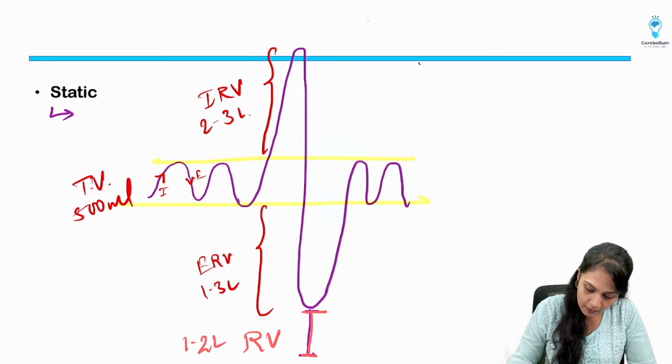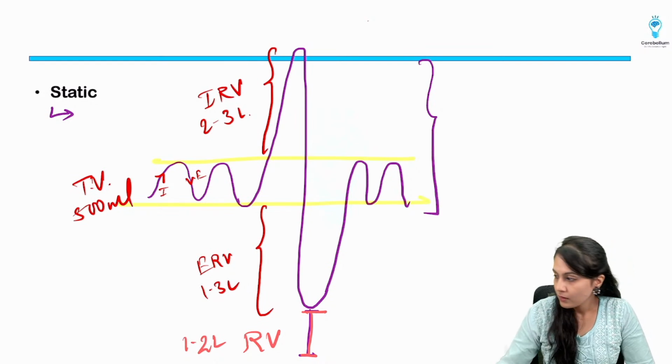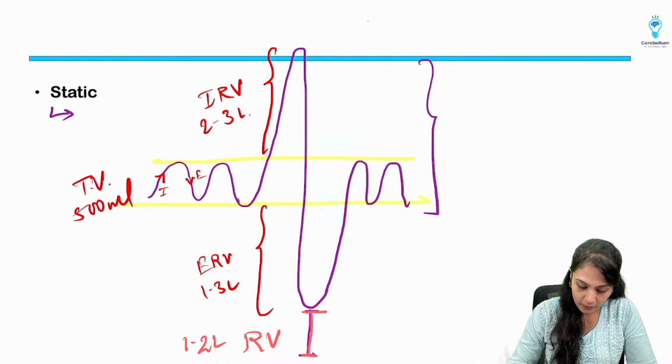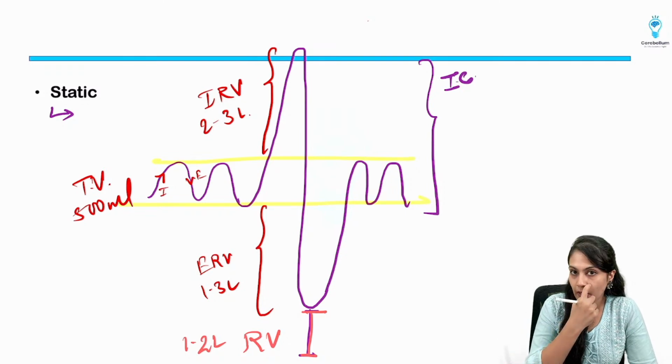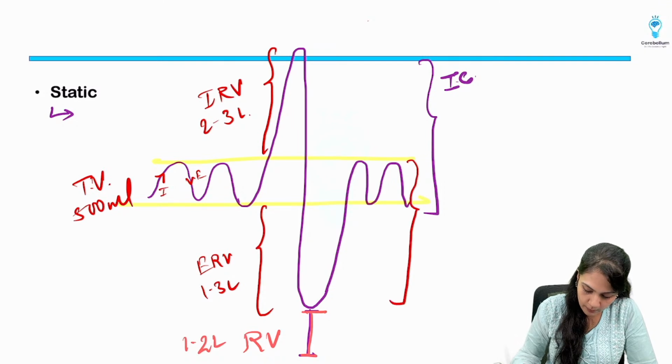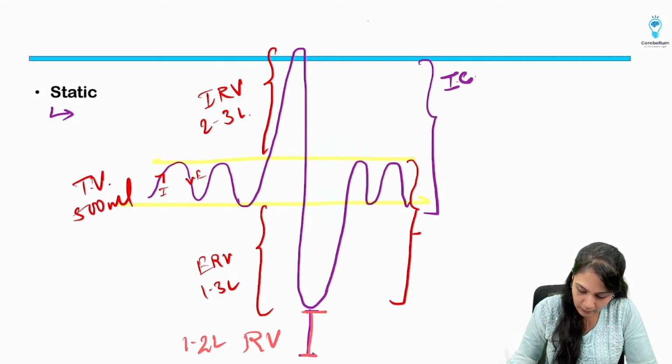So if I make this over here, yes, Roy, you are right, inspiratory reserve volume. And if I measure the TV plus IRV, it is going to be the inspiratory capacity. I'm just writing the short forms because otherwise we are not going to have much space left. If I combine these two, that is the tidal volume and the ERV, that will be called the expiratory capacity.